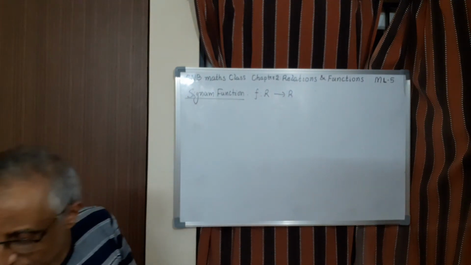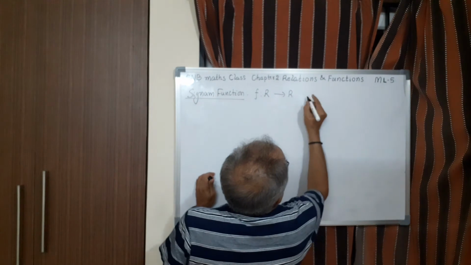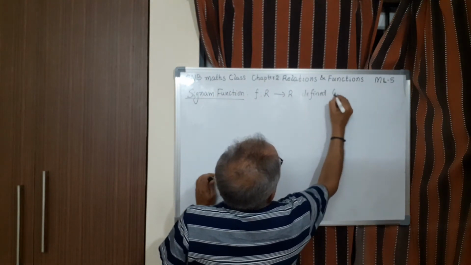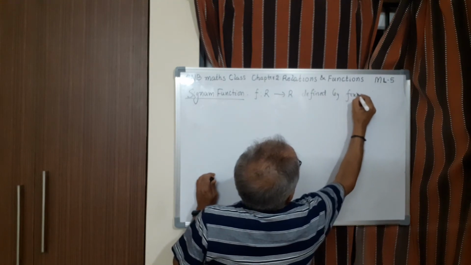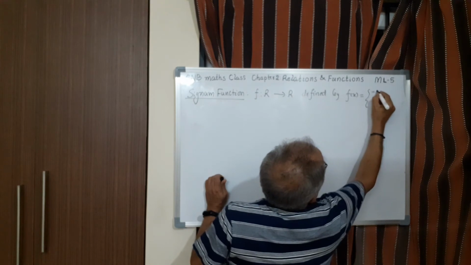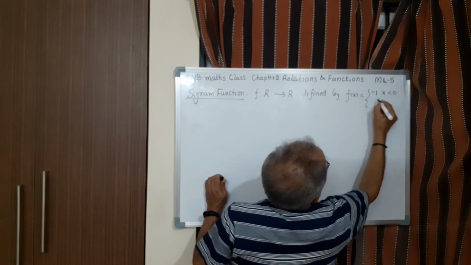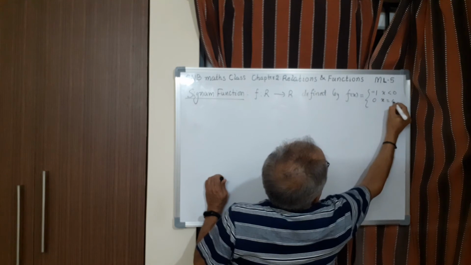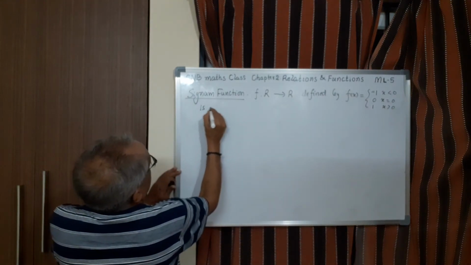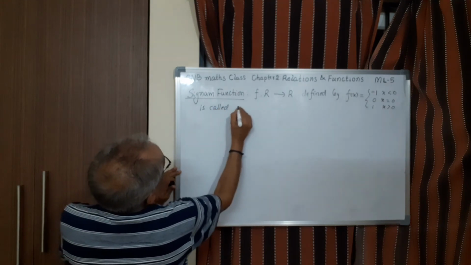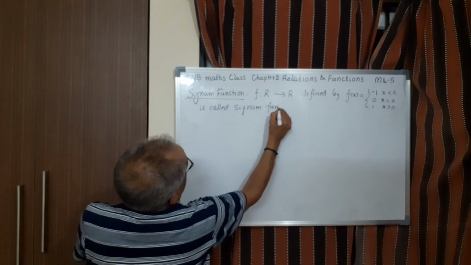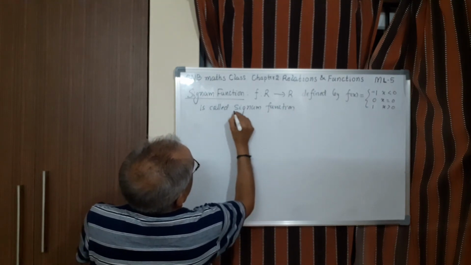So a function f from R to R defined by f of x equal to minus 1 for x negative, 0 for x equal to 0, 1 for x positive, is called the signum function. So this is the definition.